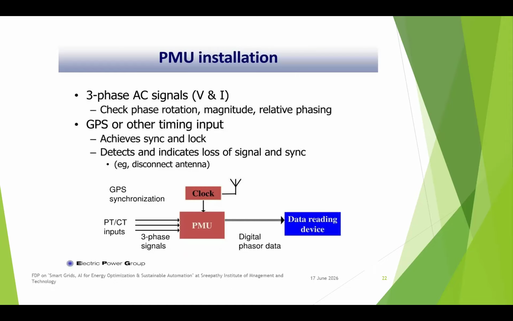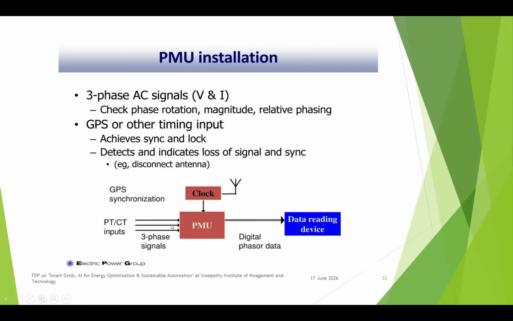The installation of a PMU needs three-phase AC signals, the phase rotation, phase angle, magnitude, and phase. It needs GPS and some networks also. So this is the installation need of a PMU.